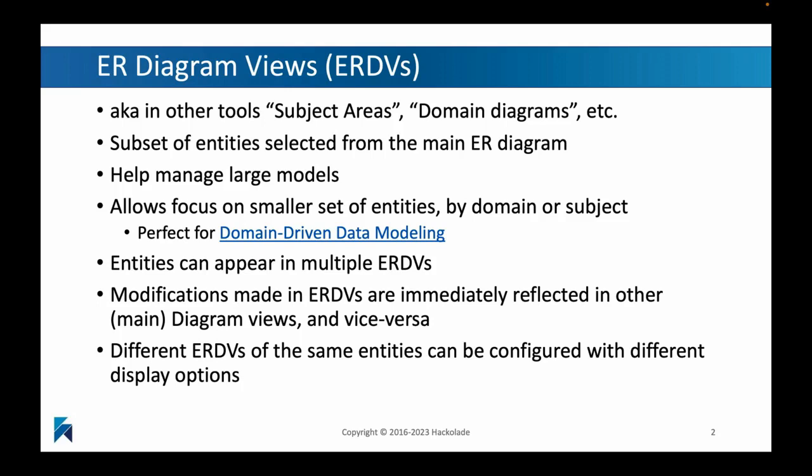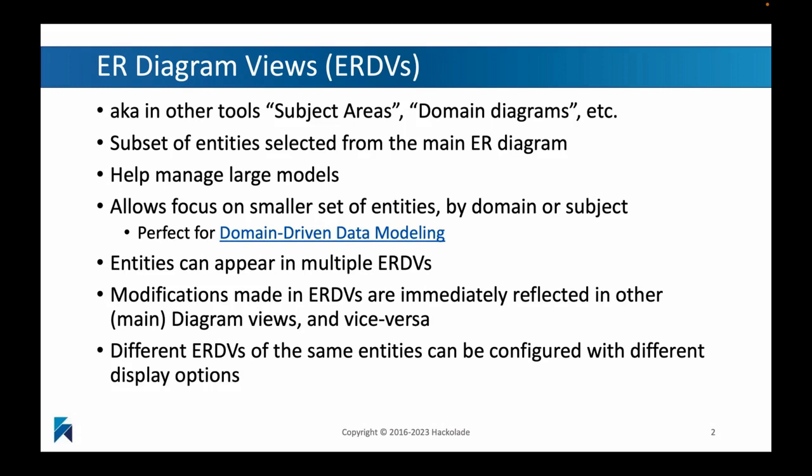What we're going to be doing is selecting a subset of the entities of the main entity relationship diagram and splitting it up over multiple different ER diagram views, so that you can better manage those really large models. This will allow you to split up the model into domains, by domain or by subject area. It's really great for the idea of domain-driven data modeling that we've been talking about quite a bit lately, and this is one of the tools you can use for it.